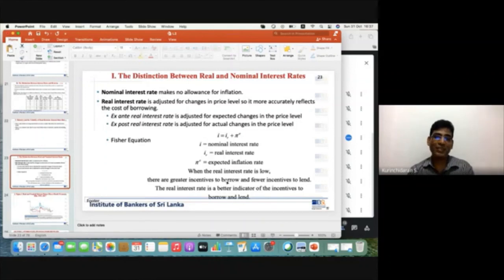Right? Now, if you can get a housing loan at 7% and your inflation is 7%, right? You're not going to lose anything. There's no interest for you, no real interest.